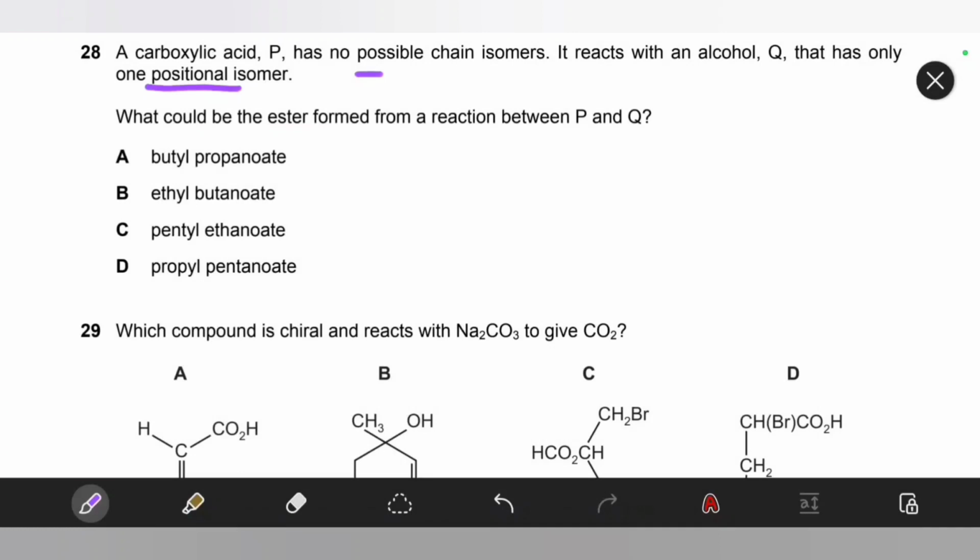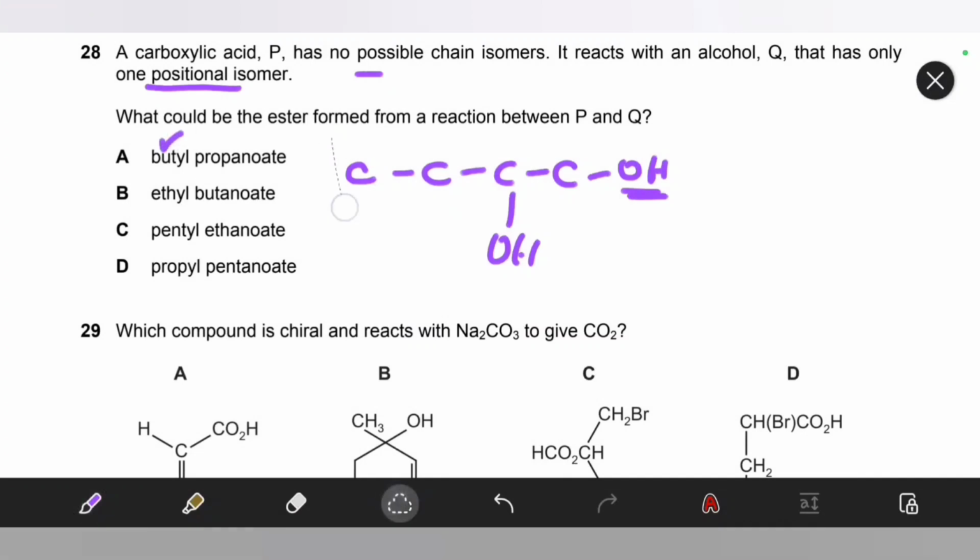Okay, so for butyl propanoate, it must have been formed from butanol. So let's try to draw butanol first. This is our butanol, and it must have only one positional isomer. That is true. Butanol has one positional isomer. This functional group could be attached here, and that is the only other possibility. So butyl is okay. It's following what the question is asking.